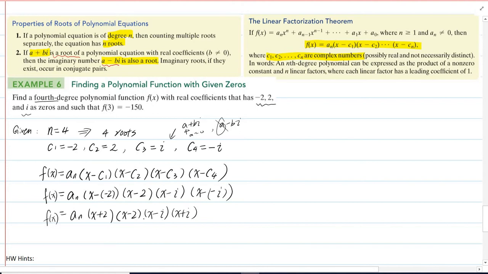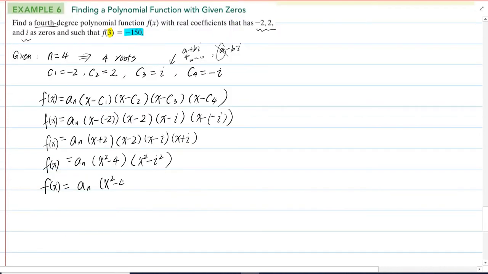Once we have this, we're going to continue to simplify. So here we have x plus 2 times x minus 2. Multiplying, we're just going to have x squared minus 4, right? Then here we have x minus i multiplied by x plus i. That actually just gives you x squared minus i squared. Because i squared is negative 1, the negative becomes positive, so we're going to have x squared plus 1, right?